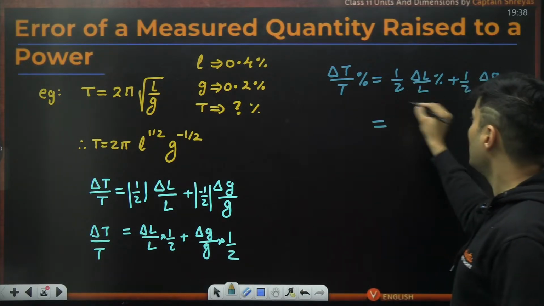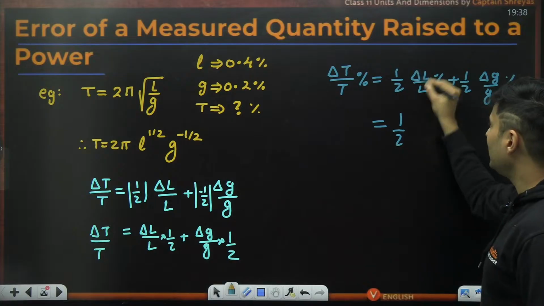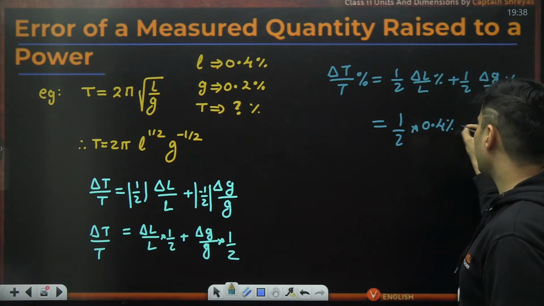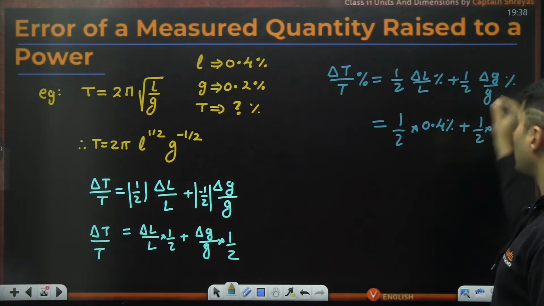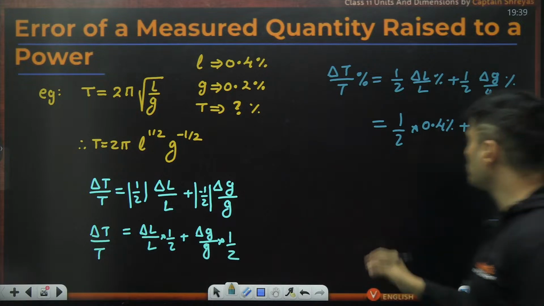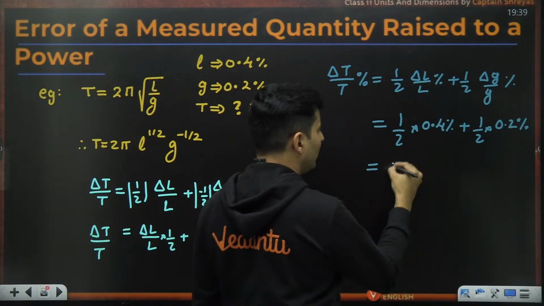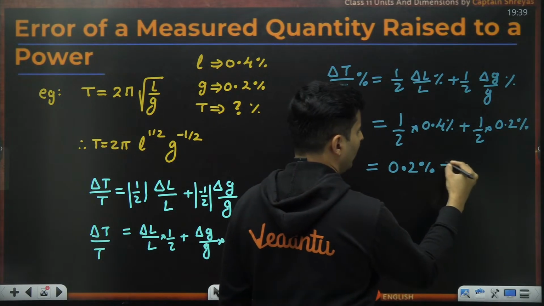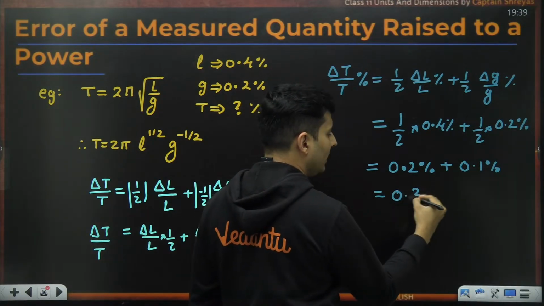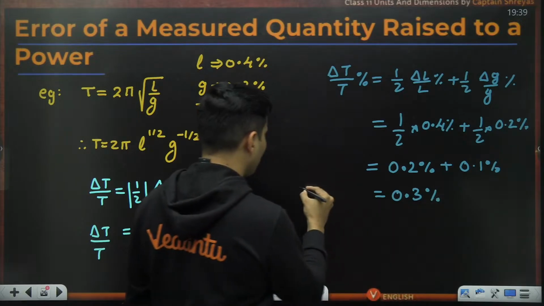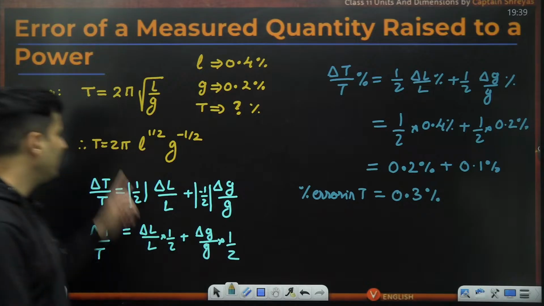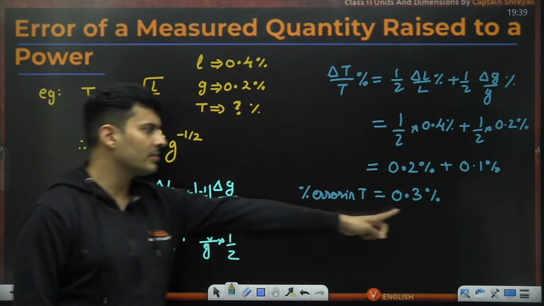Everything is in percentage. So half times percentage error in length is 0.4%. Percentage error in gravity is 0.2%. Okay, 0.4 by 2 is 0.2%. 0.2 by 2 is 0.1%. 0.2 plus 0.1 is 0.3%. So the percentage error in the time is 0.3%.